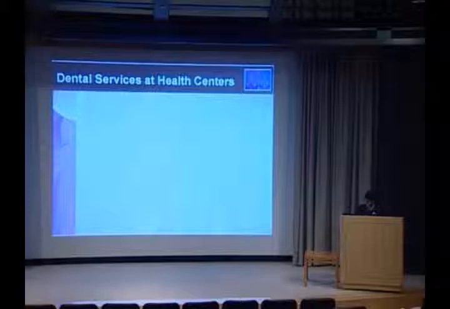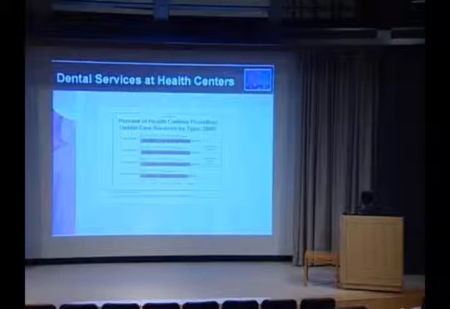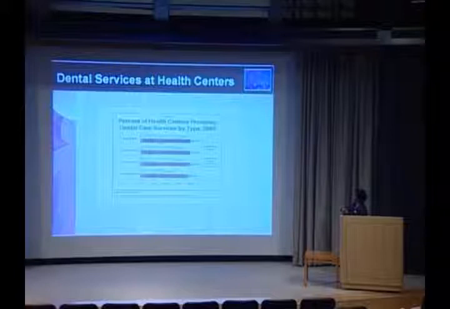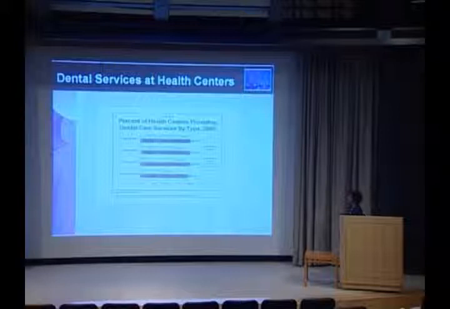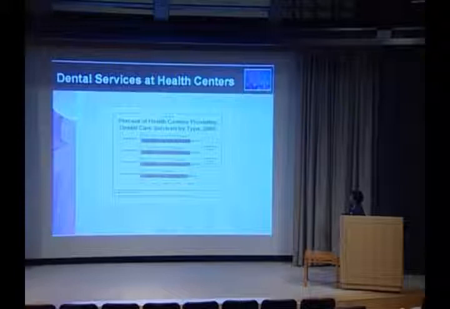And then there are four different major categories of treatment that are available or provided by the health centers. Preventive, which includes exams, x-rays, fluorides, sealants, and prophies. Restorative includes providing restorations to damaged or injured teeth. Emergency is for oral infections and injuries, and rehabilitative includes endodontics, prosthodontics, and periodontics.